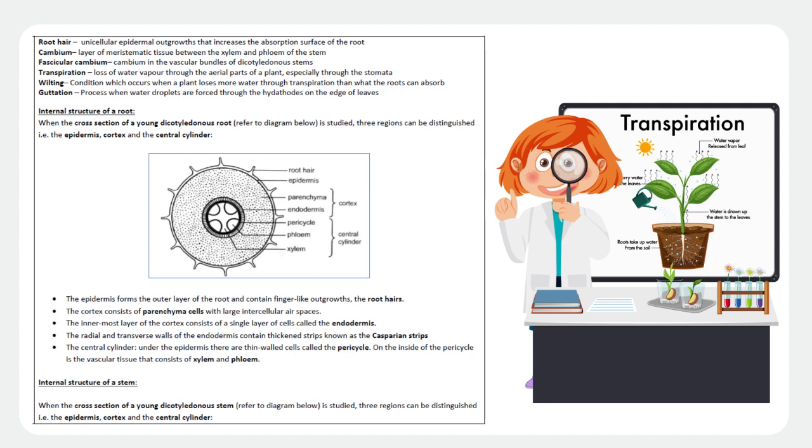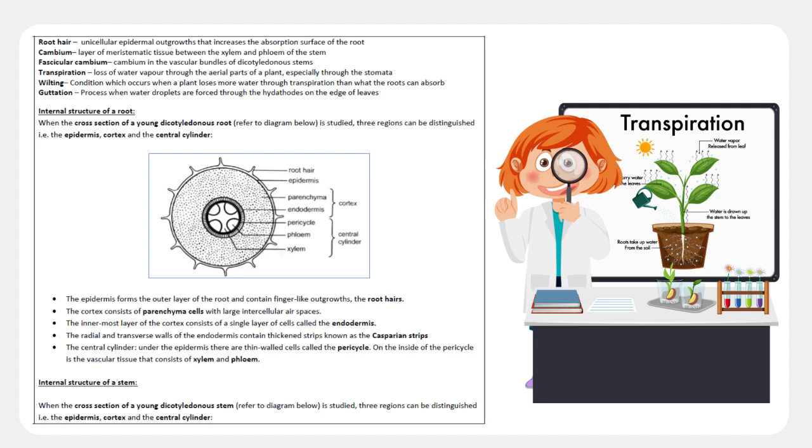Internal structure of a root. When the cross-section of a young dicotyledonous root, refer to diagram below, is studied, 3 regions can be distinguished, i.e. the epidermis, cortex, and the central cylinder. The epidermis forms the outer layer of the root and contains finger-like outgrowths, the root hairs.